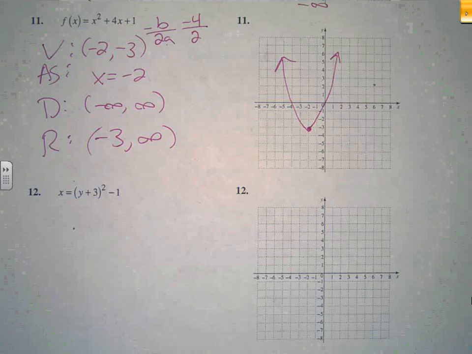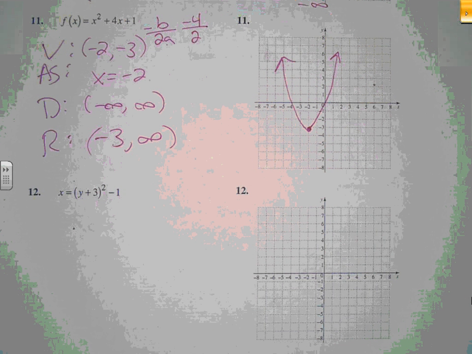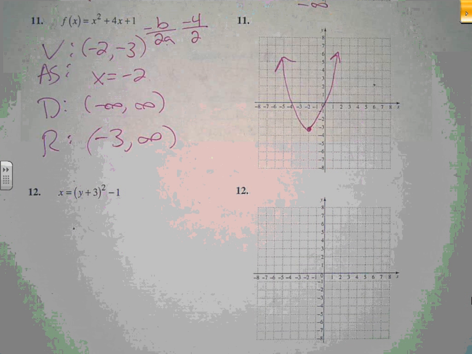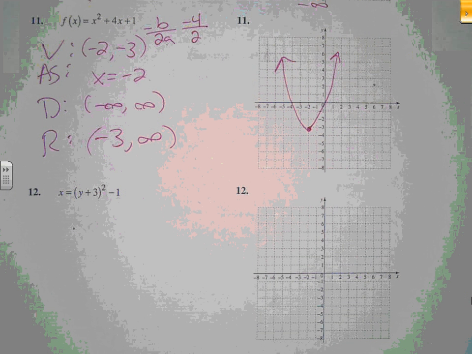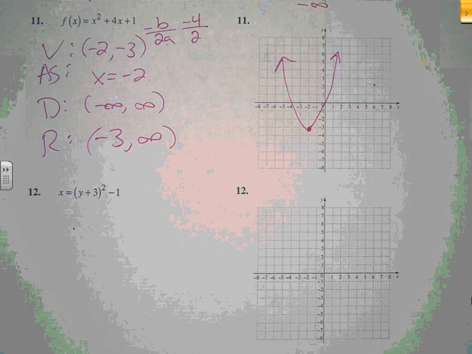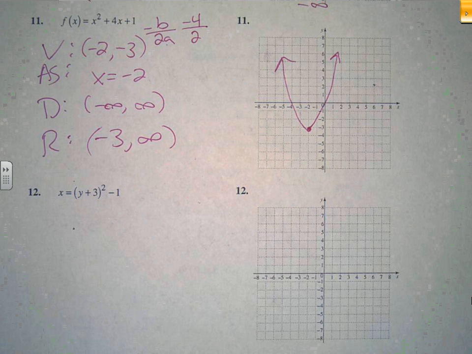Okay, number 12 is different. It says x equals, and I know you don't have your formulas out, that's fine, but do you remember if it's x equals, what does that mean about the graph? Right. It's either left or right.